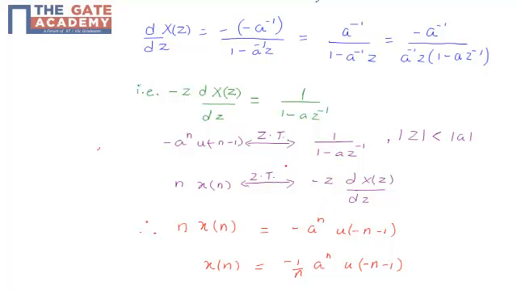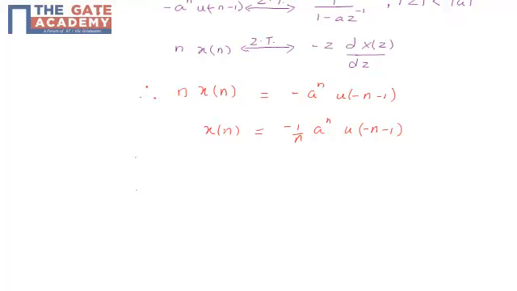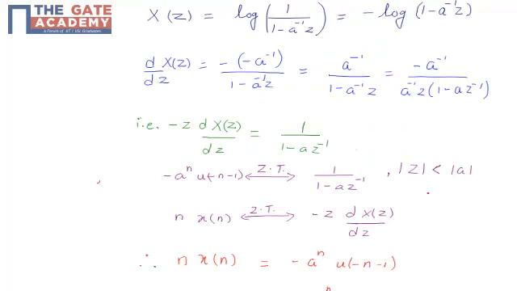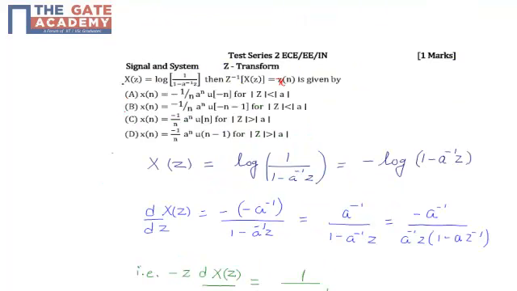So comparing these two equations, we can say that n times x of n is equal to minus a raised to n u of minus n minus 1. If we rearrange the terms again, we get the final answer, that is x of n is equal to minus 1 by n a raised to n u of minus n minus 1 for the range mod of z less than mod of a. That is nothing but our option B. Yes, option B. Thank you.